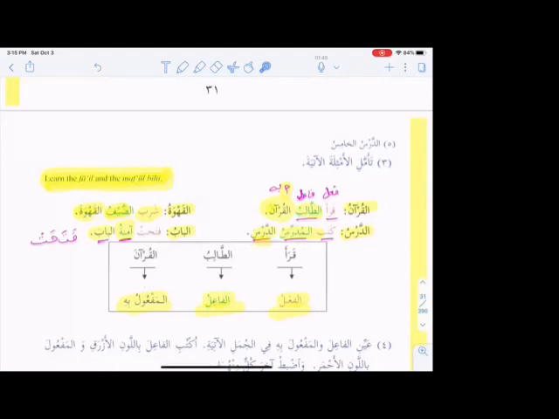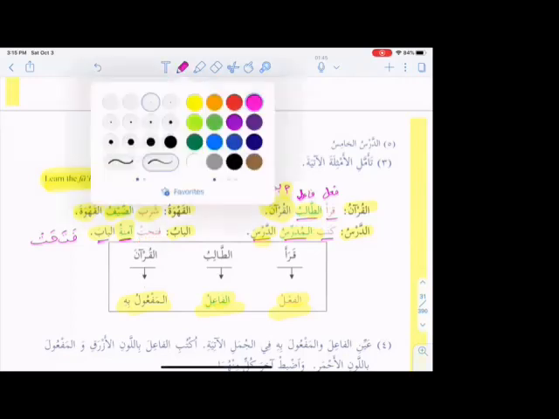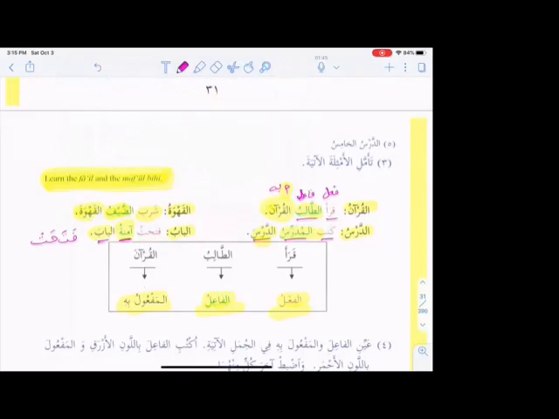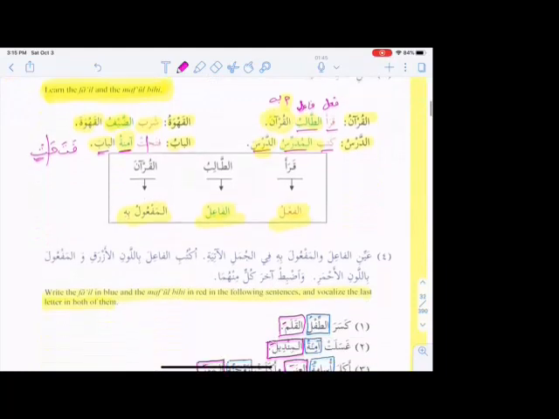Fatahat, this is feminine, ta' at-ta'nith. Fatahat aminatu al-bab. See here, fataha is the fi'l. The ta' at-ta'nith is telling me the doer of the action was female. Fatahat, Aminatu is the fa'il, and al-baba is the maful bihi.